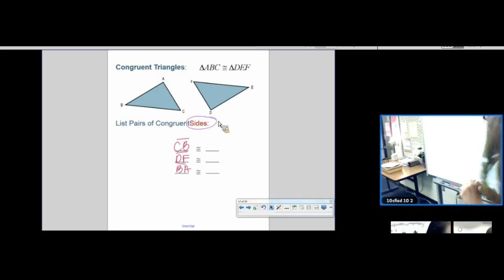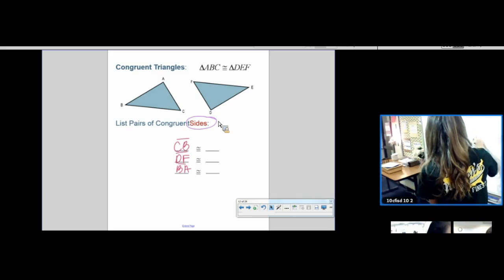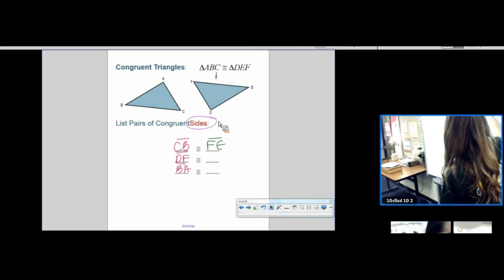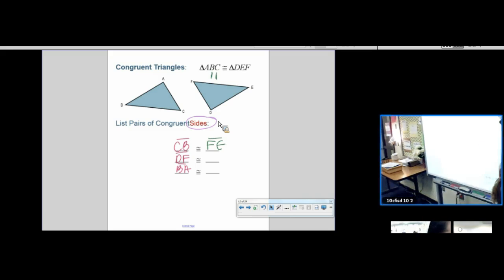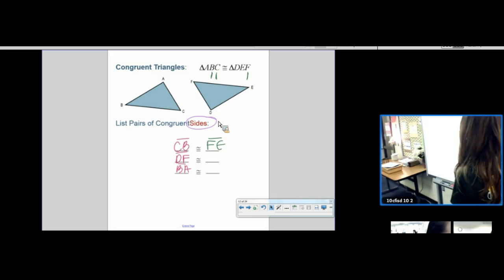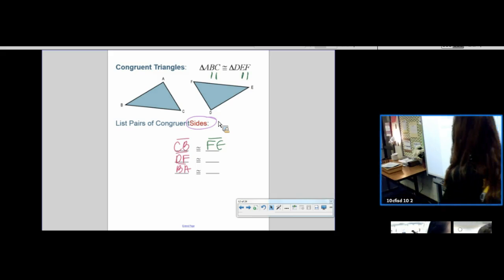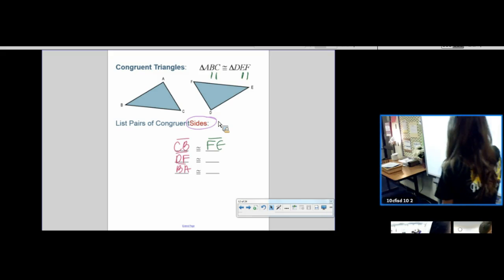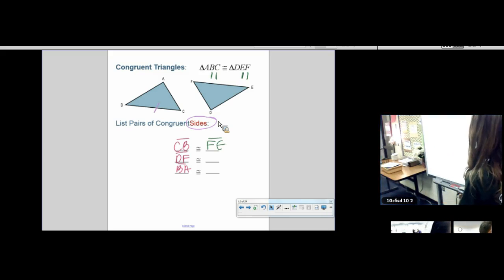All right, so Yang got FE. CB is congruent to FE. Let's see. CB is listed third, second. So I would go to my other one and list what's third and second. So that's perfect. Those correspond with each other. Very good. I could add tick marks to my picture. CB is congruent to FE.